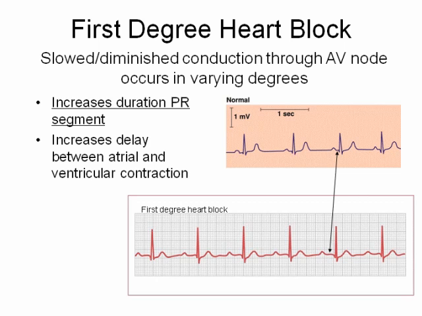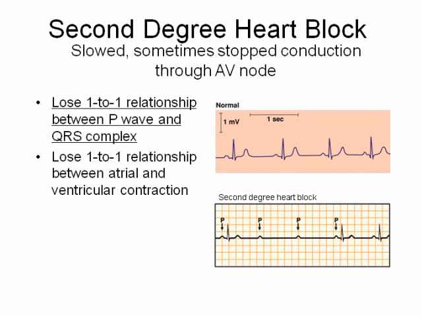If it gets worse, it can progress into second-degree heart block. In second-degree heart block, we can have slowed or sometimes stopped conduction through the AV node. So again, we have our normal EKG here. And of course, you have a P wave followed by a QRS complex, a P wave followed by a QRS complex, etc. In second-degree heart block, you can see something like this. You have a P wave with a QRS, a P wave without a QRS, another P wave without a QRS, a P wave with a QRS.